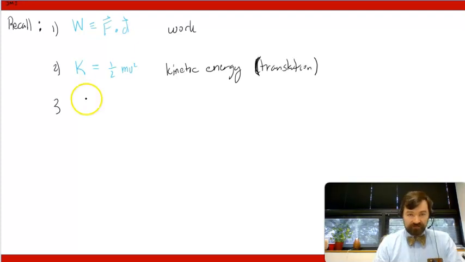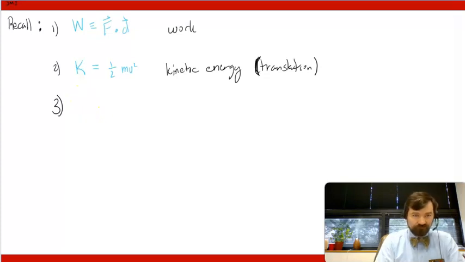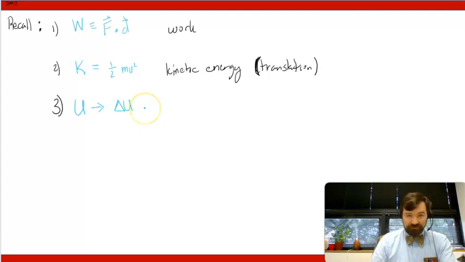And then the third item to recall is that we have defined potential energy within our system as potential to do work. So the change in potential energy, or the negative of the change of the potential energy within a system, is the work done by some conservative force.